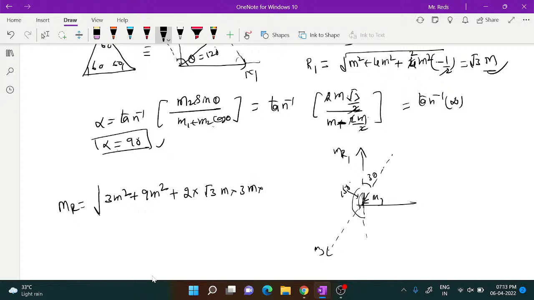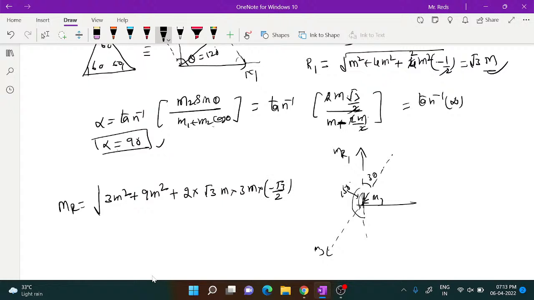Cos 150. Cos 150 is cos of 180 minus 30, so minus cos 30. Cos of minus theta is cos theta, sir, so cos 30 is root 3 by 2. Yes, sir, minus root 3 by 2. 180 minus theta means second quadrant, so it is negative. So we get minus root 3 by 2.